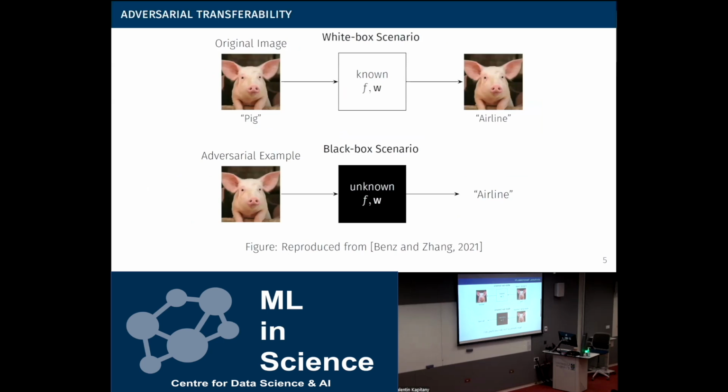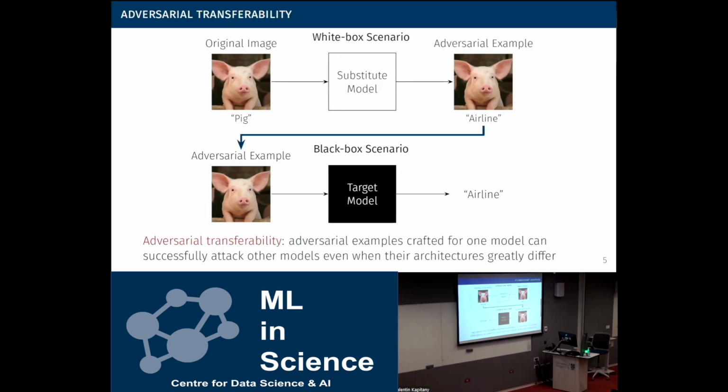And then we know what the architecture of the neural network is, what the parameters are, and then we can generate an attack to make it an airplane. But in reality, normally we don't know the parameters, we don't know the architecture. That's a black box scenario. And what we want to achieve in this case is to develop something based on a substitute model. So although we don't know what the black box model is, we can try to find something similar.